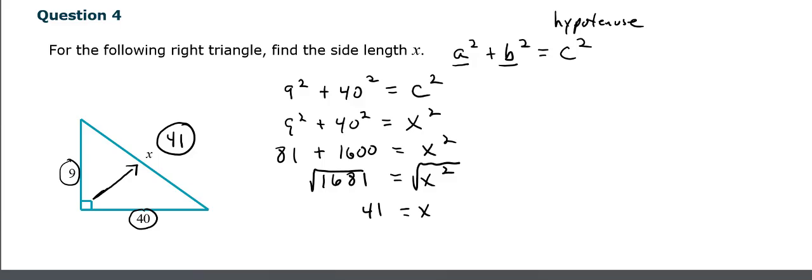And again, kind of a visual check at the end, we know our shorter sides were 9 and 40. So this longest side has to be greater than the longest small side, which was 40. And 41, of course, is greater than 40. So our answer would be 41.